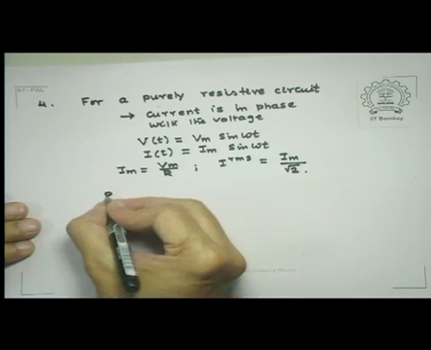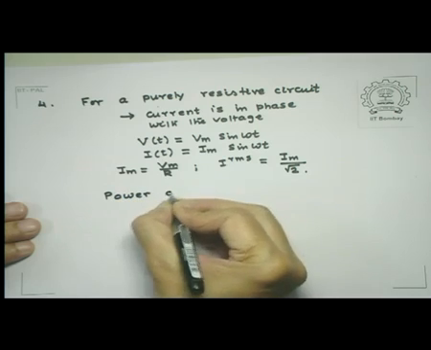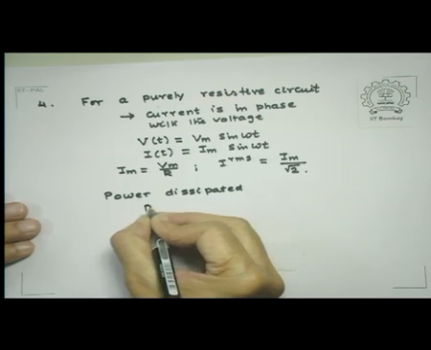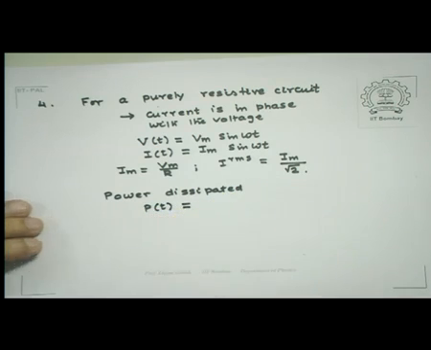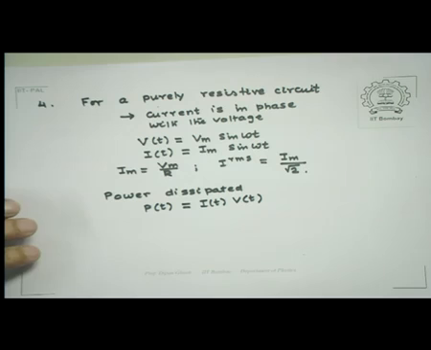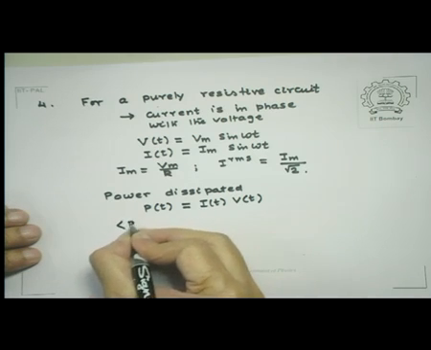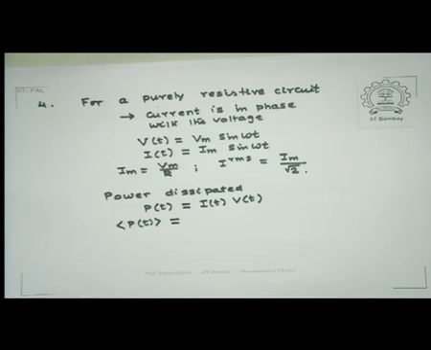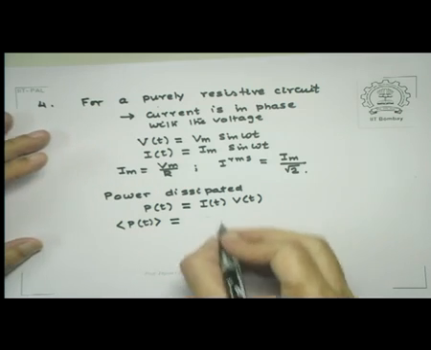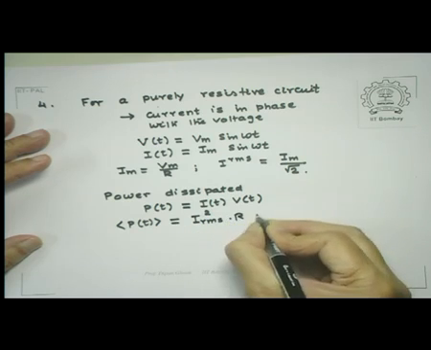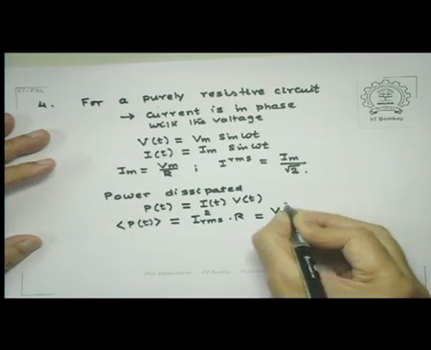The power dissipated P of t is I of t times V of t, and if you look at the average power, because each one of them has a sine variation, the sine square of omega t, whose average value is half, will determine the average power, and that is equal to I RMS square times R, which is also equal to V RMS square divided by R.